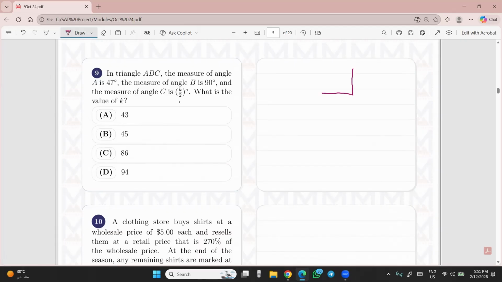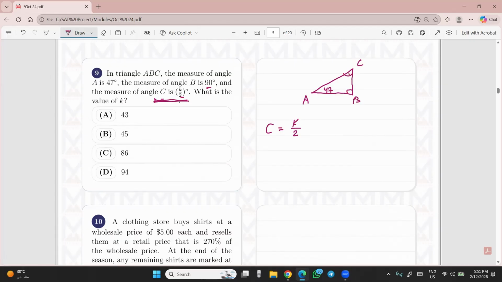Triangle like this. We make sure that it's a right triangle, because here we have B is 90, so you can write B here. And A is 47, you can write 47 in A. And then how can we get C? Because C is k over 2. This is an equation here. So we can say C is equal to k over 2.